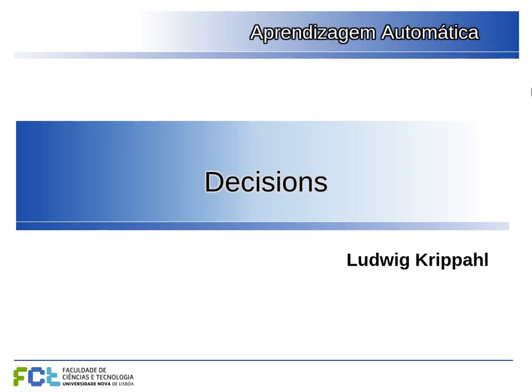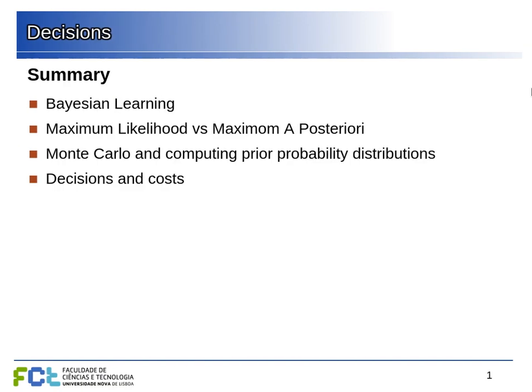So now we're just going to briefly look at some less formal aspects of classification, especially when it comes to deciding how to classify and how to train the classifier. So I'm going to talk a bit about Bayesian learning and the difference between maximum likelihood estimation, which is what we've been doing so far, and the maximum a posteriori that we use in Bayesian learning.